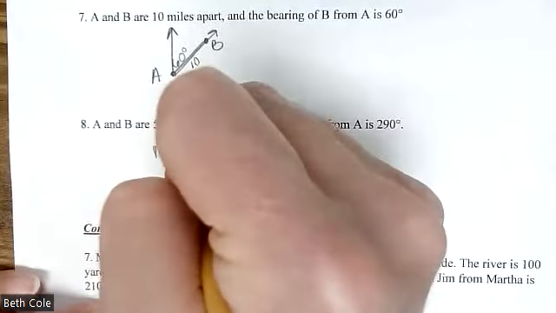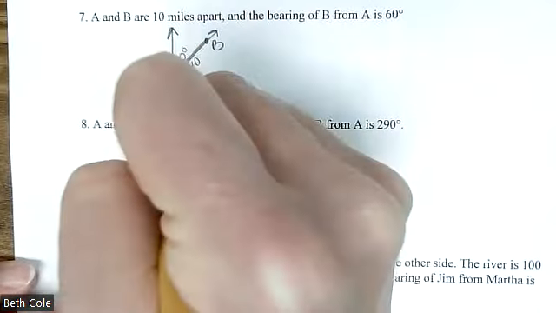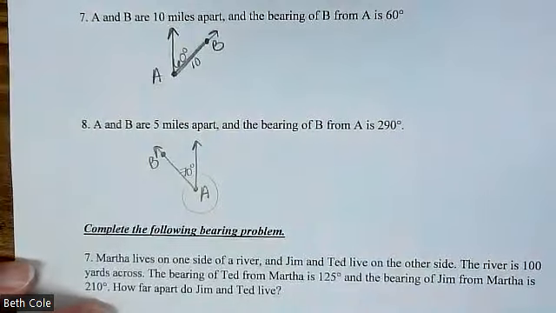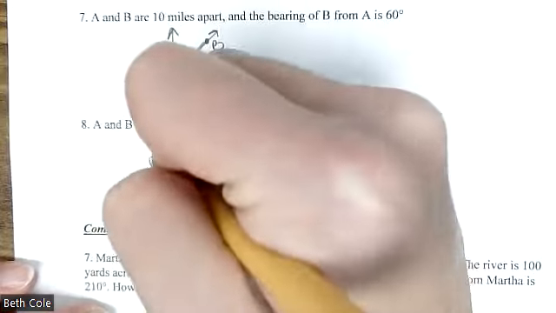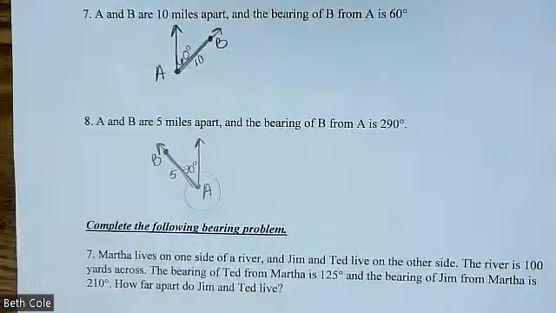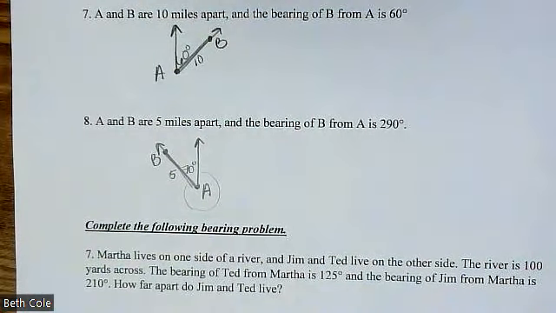Is that 70? 70 degrees. So B is going to be over here. And how far apart were they? 5. So they are 5 miles apart. That's like if you have a starting place, how you find where you ended up. So we're just going to do one problem with this, all right?